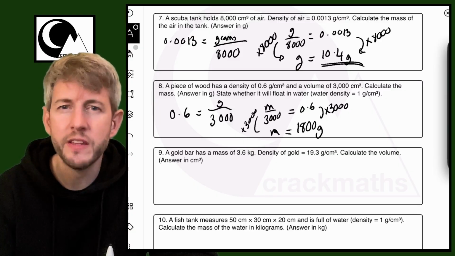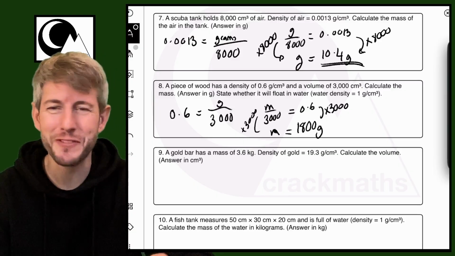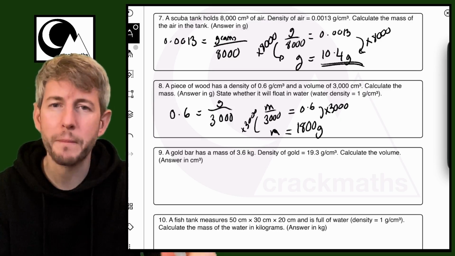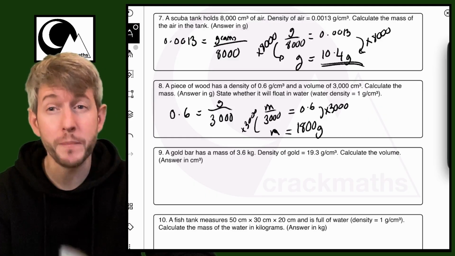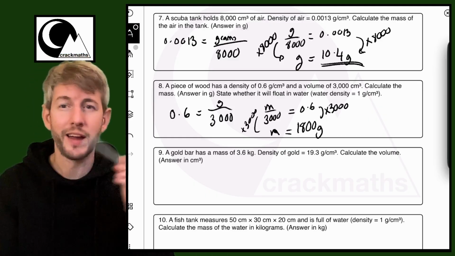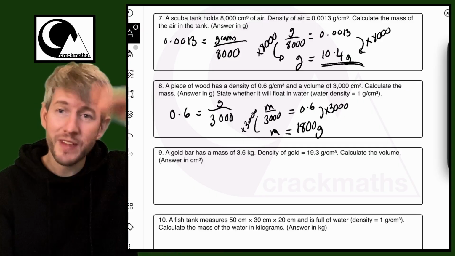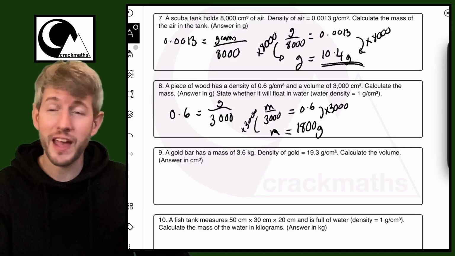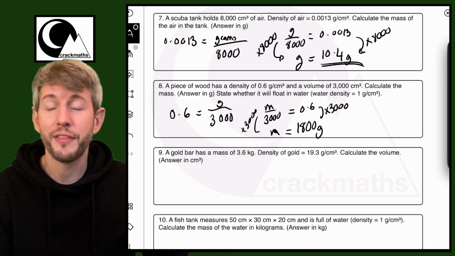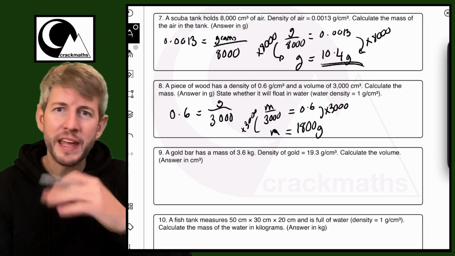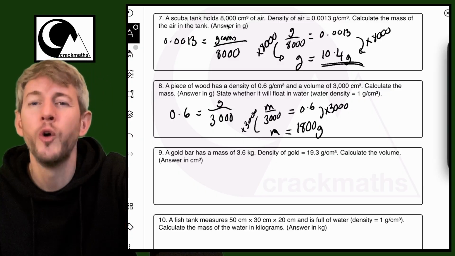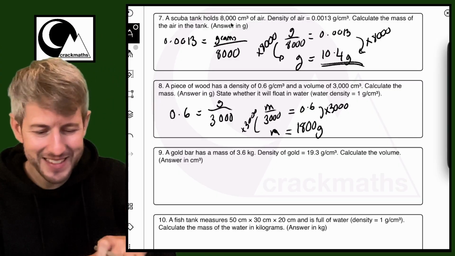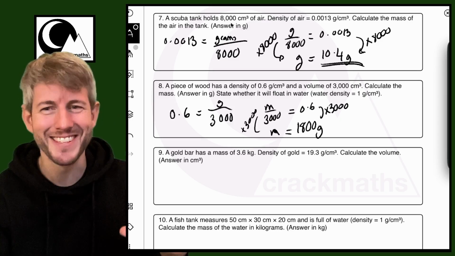State whether it will float in the water. Oh, this is an interesting extra bit to the question. Water density is 1 gram per centimetre cubed. Well, this is 0.6 grams per centimetre cubed, so it will float because it's lighter. 1 gram is heavier, so that's generally how things float or sink. If they've got a higher density, they sink to the bottom. If they've got a lower density, they rise to the air. Like if we look at the density of air, it was 0.0013, so that's why air's floating everywhere. Anyway, that's my attempt at teaching science.